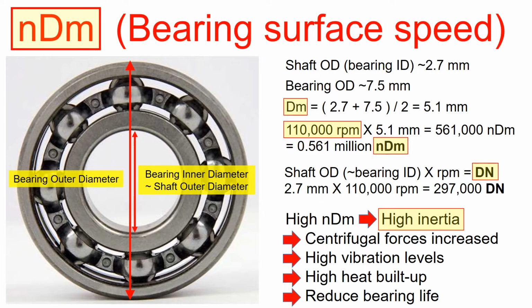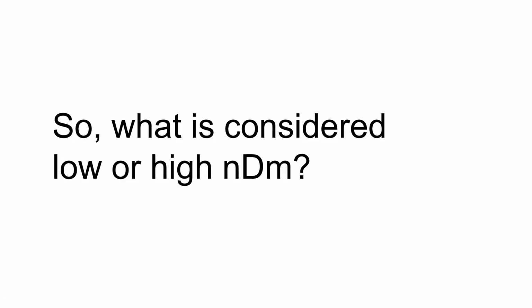At high-speed operation, high inertia is generated from the balls, and that means centrifugal forces are increased. This leads to higher vibration levels, which leads to higher heat buildup, and therefore reduces the bearing life. So it is important to limit the bearing NDM, the surface speed, to optimize the bearing life. So what is considered low or high NDM?